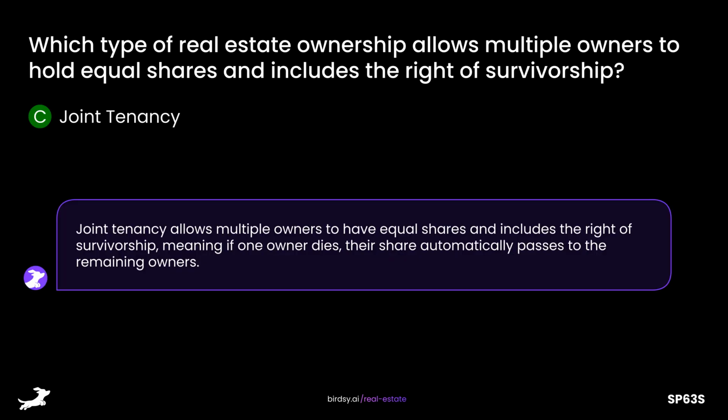Joint tenancy allows multiple owners to have equal shares and includes the right of survivorship, meaning if one owner dies, their share automatically passes to the remaining owners.